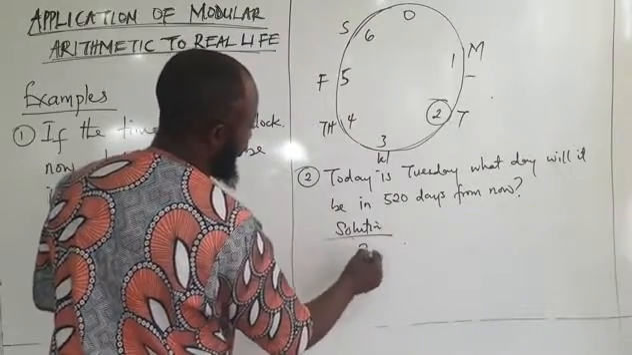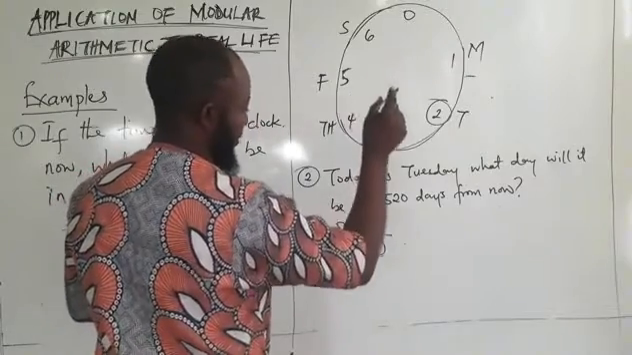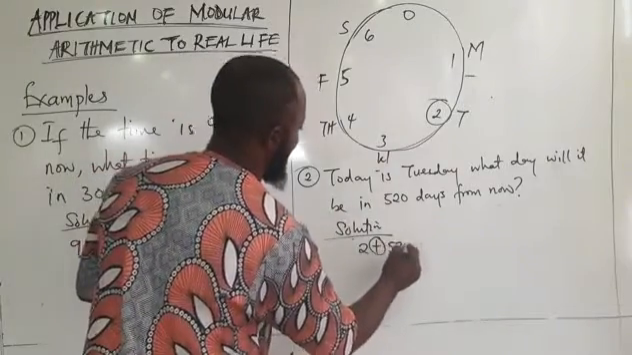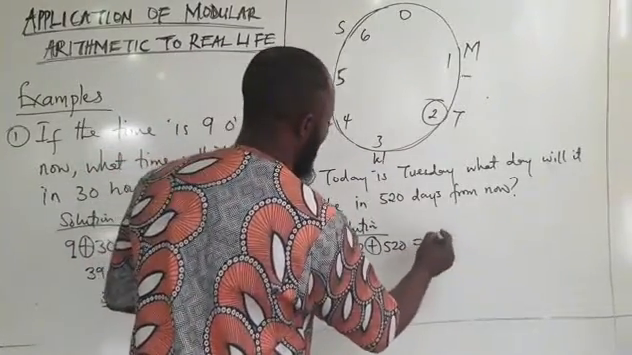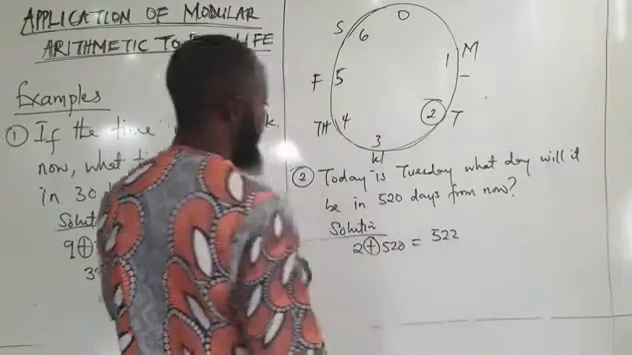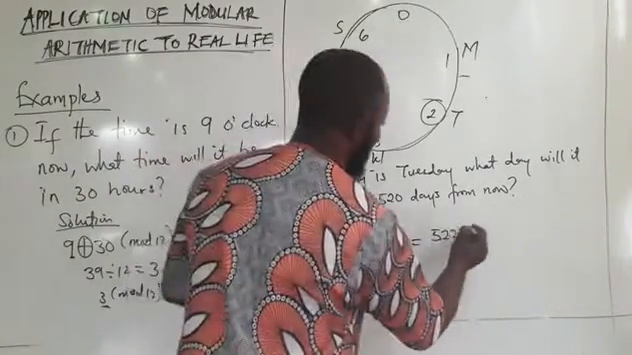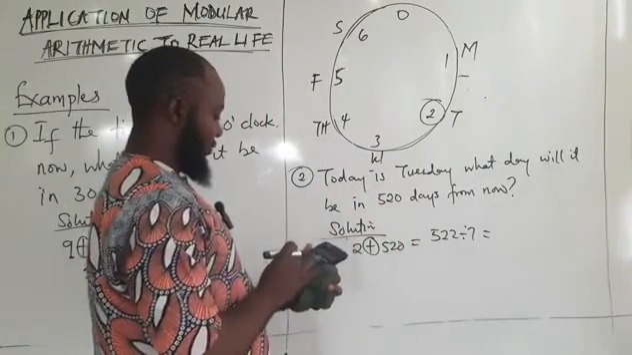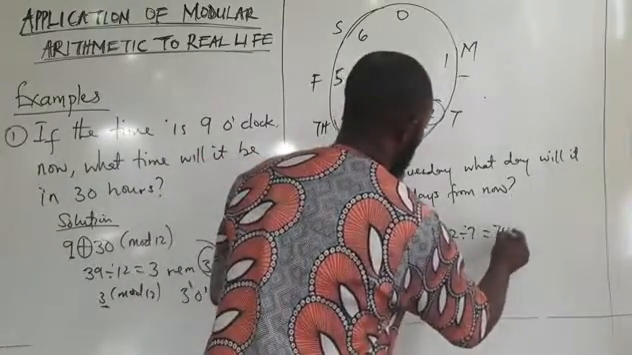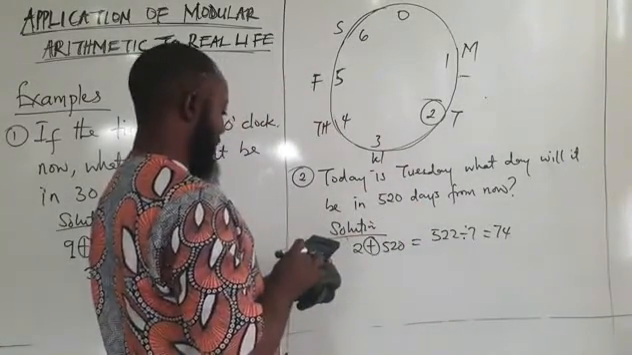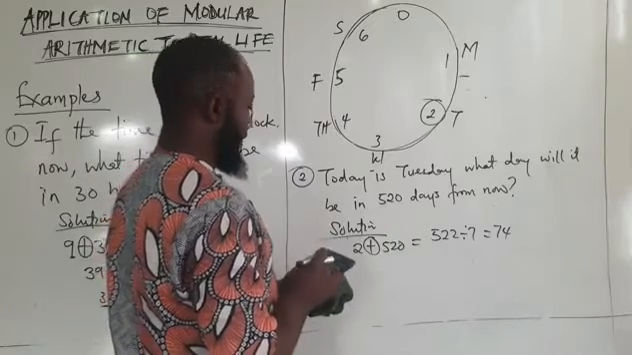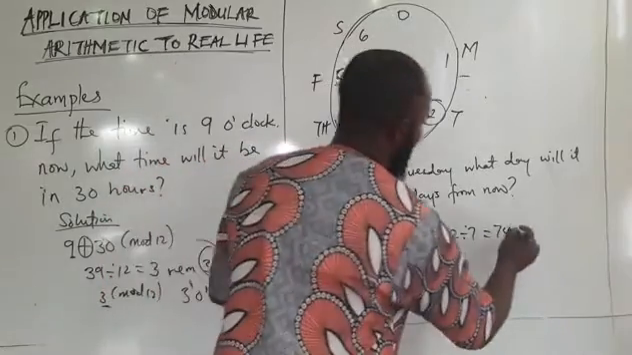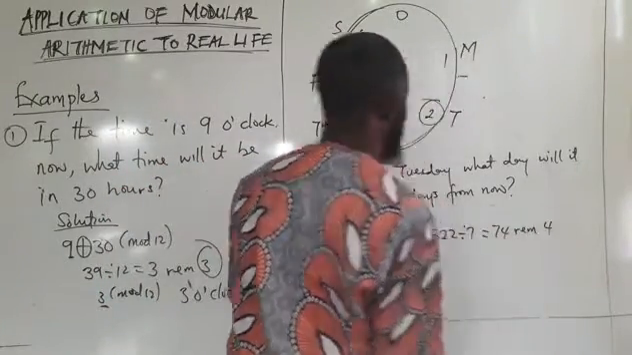So it's going to be 2 plus 520 days from now, which equals 522. Since we are in mod 7, we divide it by 7. 522 divided by 7 gives us 74. 74 times 7 is 518, and 522 minus 518 gives remainder 4.